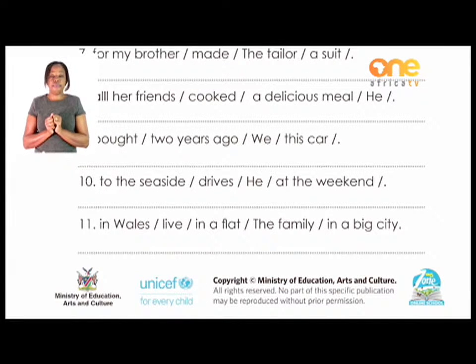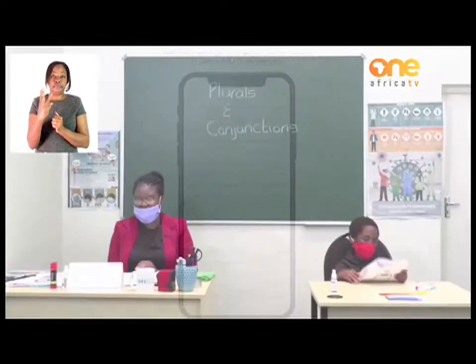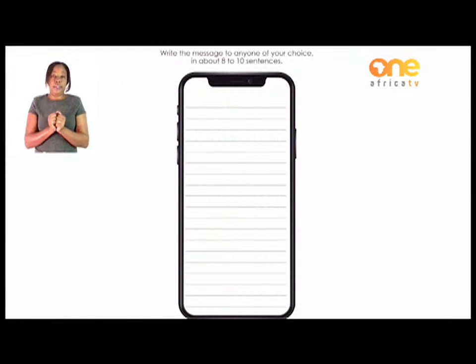Now let me get the grade 2s back again. Grade 2s, come with me over to page 17. The grade 2s, you are going to enjoy writing and formulating your own sentences here. You write a message to anyone of your choice. Anyone, your friend, in about 8 to 10 sentences. Make your own sentences. They can be 8 or 10. Check your spellings and check your sentences whether they are correctly constructed. Make the sentences nice. You can be rubbing how many times you want until you make a proper sentence, and I'll check with you again.